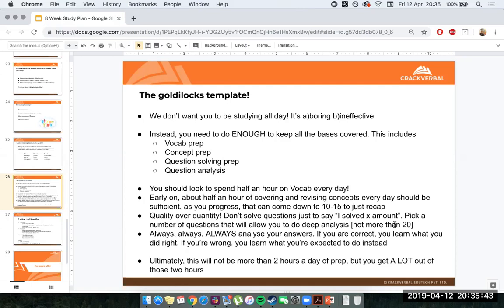And always, always, always analyze your answers, right? If you're correct, you learn what you did right and what you want to keep doing. If you're wrong, you learn what you're expected to do instead. Remember that an analysis of the correct answer is an opportunity for you to walk through the brain of the GRE. The GRE is literally telling you, oh, this is how our brain works. This is how we reward answers. This is what we think is right. This is what we think is wrong. That's all useful information.